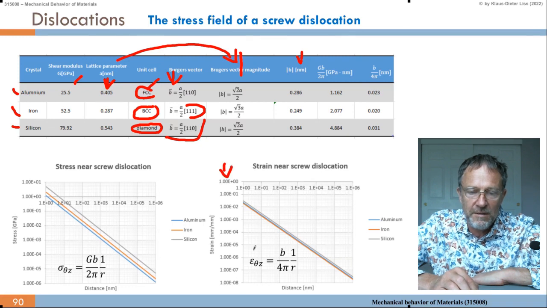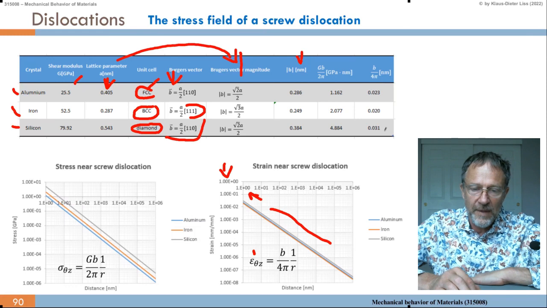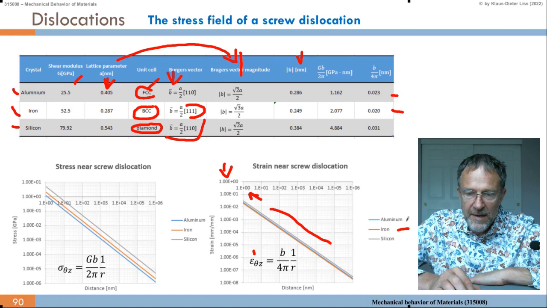The strain near this screw dislocation is given by this formula, epsilon theta z equals b over 4 pi times 1 over r. We have the 1 over r behavior, which is this slope. As we go to smaller r, we get higher strains. And we see the two here, they're close together. You see the iron orange and the aluminium blue, they're almost superimposing, and silicon is half larger. But on this logarithmic scale, they are still relatively close together.